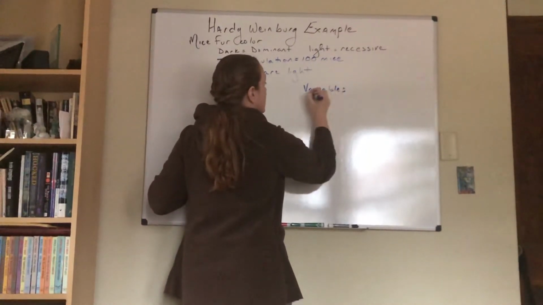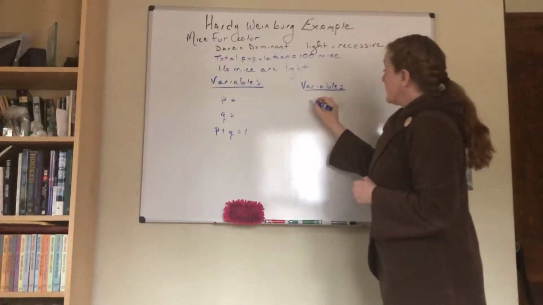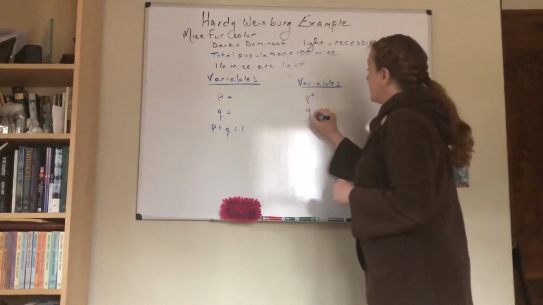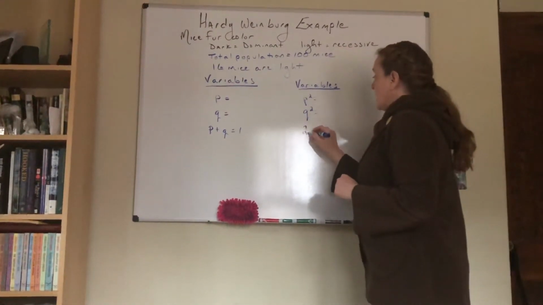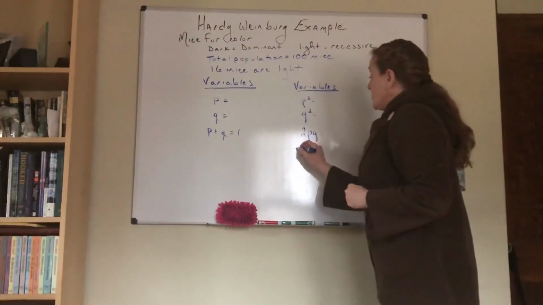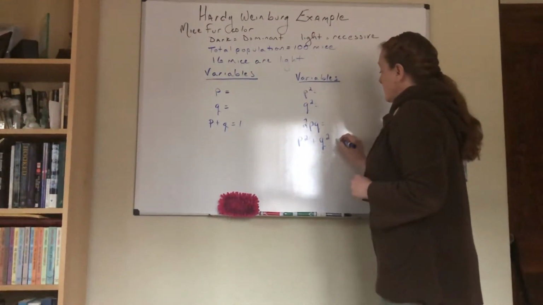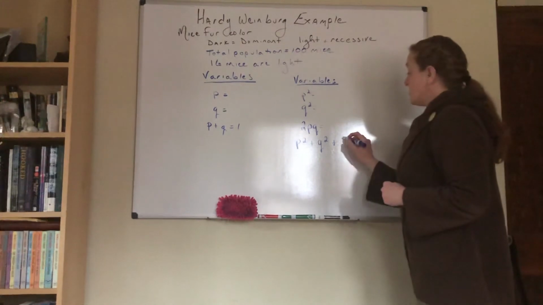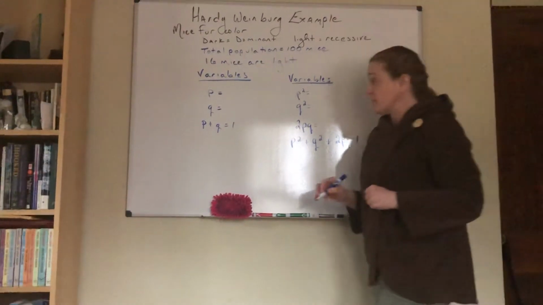I know my other set of variables will be for the frequency of genotypes in the population. So this is where we have P squared, or the frequency of the homozygous dominant genotype, Q squared, the frequency of that homozygous recessive genotype, and then 2PQ, which is the frequency of the heterozygous genotype. My equation for determining the total amount, or making sure that I account for all the genotypes in the population, is P squared plus Q squared plus 2PQ equals 1, or 100% of my population.